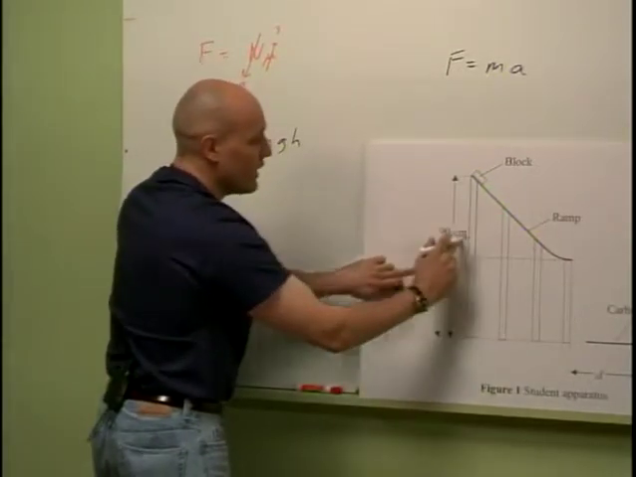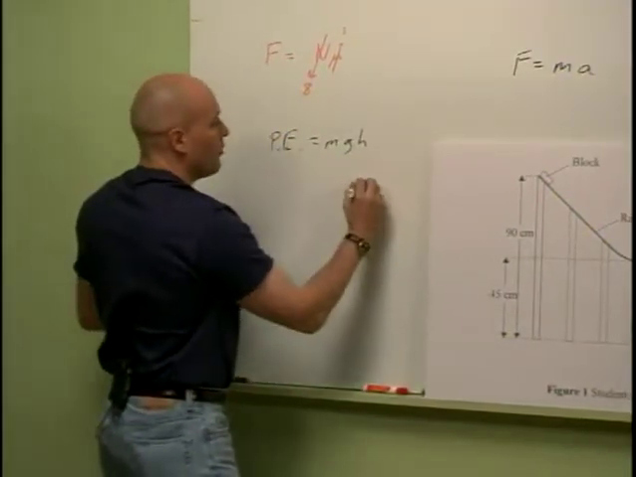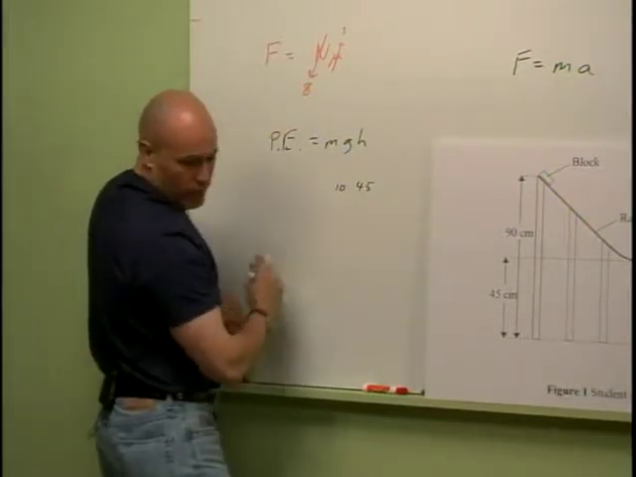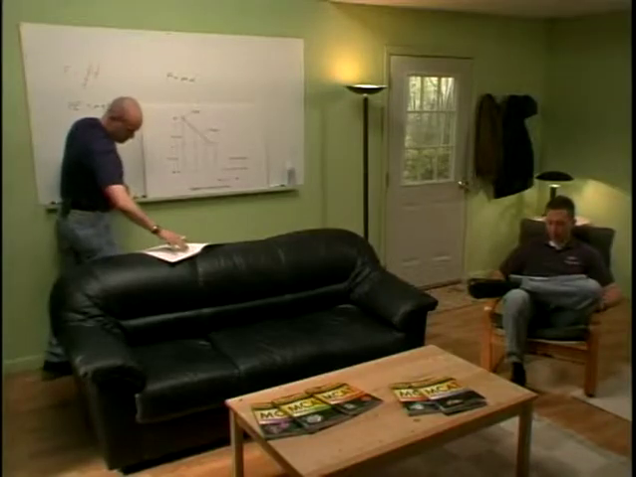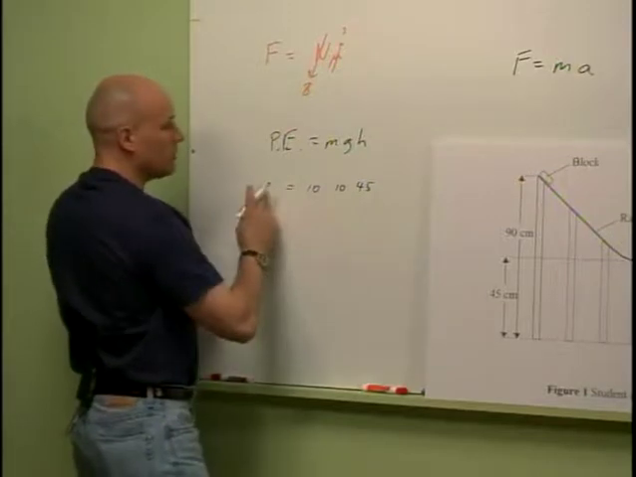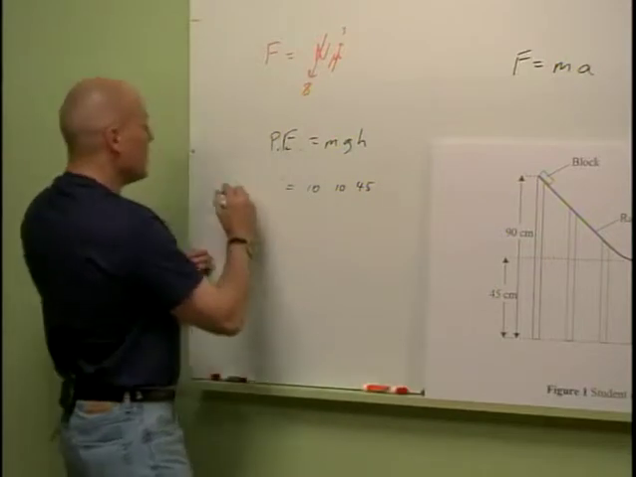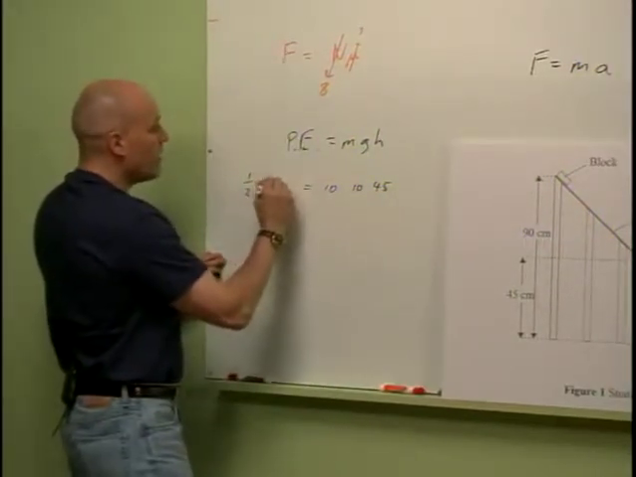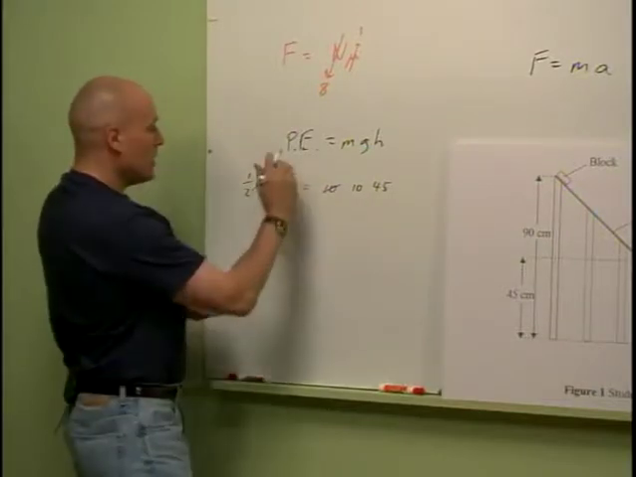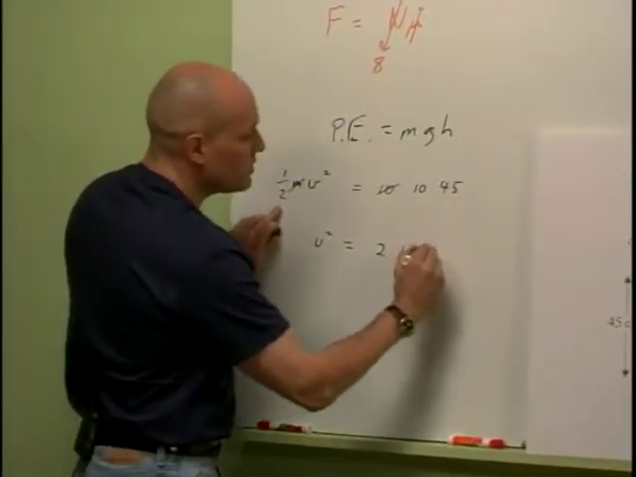So the total height is 90 centimeters, so then it would be 45 centimeters. Okay? So we have 45 centimeters here, and g is 10. M for the styrofoam is 10 grams, and that's my initial potential energy. All of this energy is going to change to kinetic, which is 1/2 mv squared. We could just cancel these m's out, right? And we'll bring the 2 over here, and we end up with v squared equals 2 times 10 times 45.